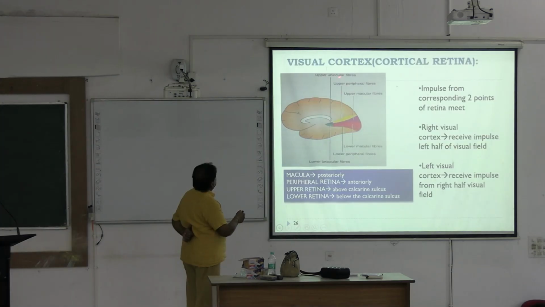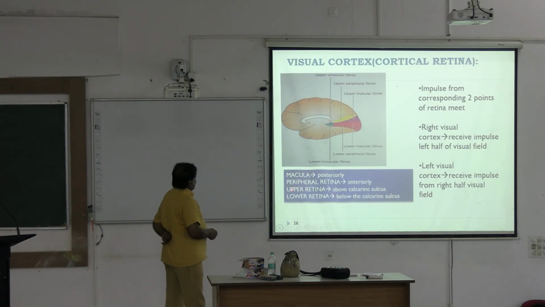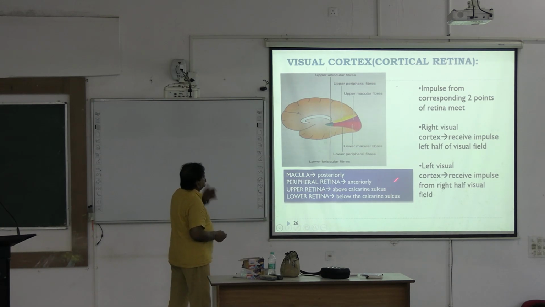The upper uniocular fibers, lower uniocular fibers, lower peripheral fibers, lower macular fibers, upper macular fibers, upper peripheral fibers. Macula posteriorly, peripheral retina anteriorly, upper retina above the calcarine sulcus, lower retina below the calcarine sulcus.